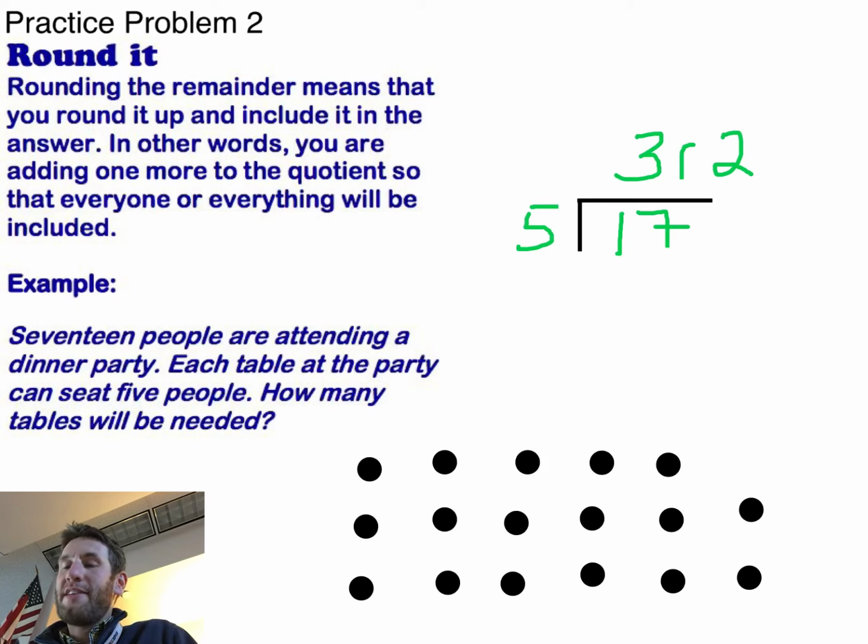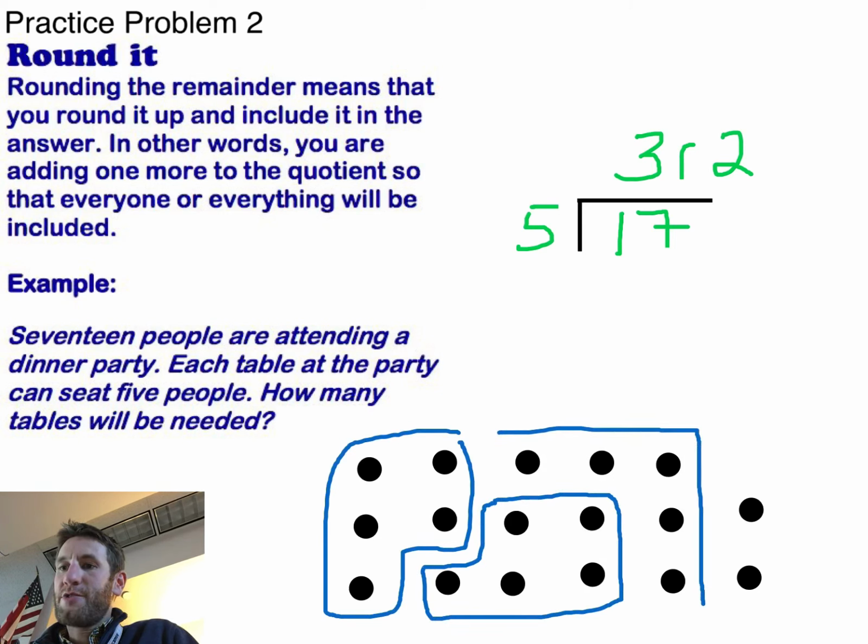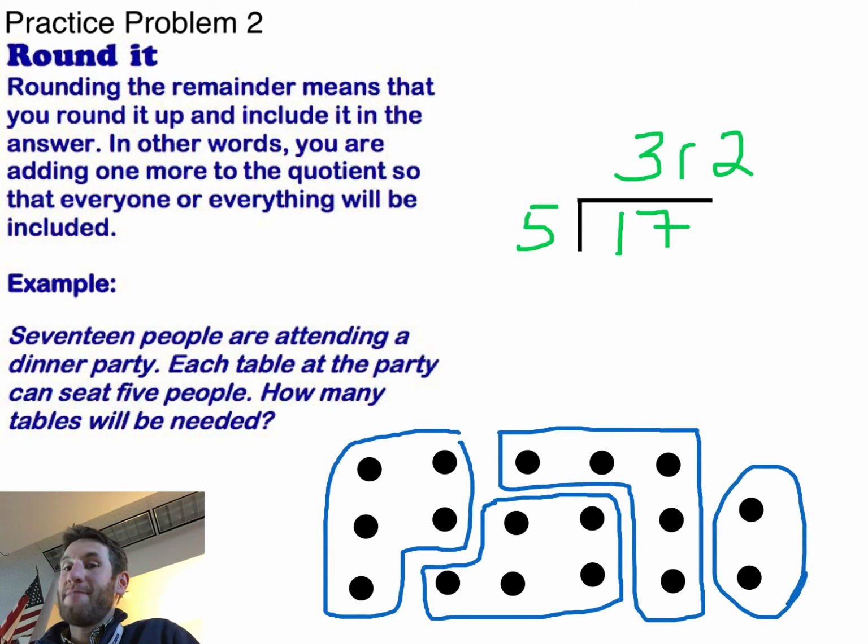So I've drawn an array down here, okay? And these are the 17 people right over here that are attending the dinner party. But I know that there are 5 people that can be at each table. So I could split them up and say, let's see, this could be 1 table. This right here could be 2 tables. Okay. And this group of 5 people could be the 3rd table. But I have 2 dinner guests that don't have a table yet.